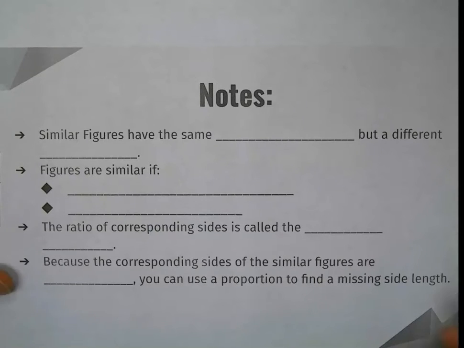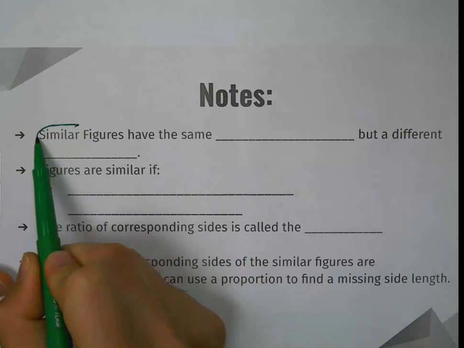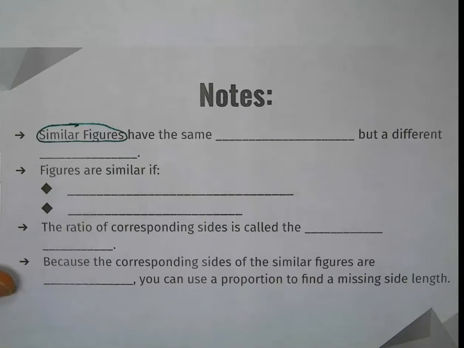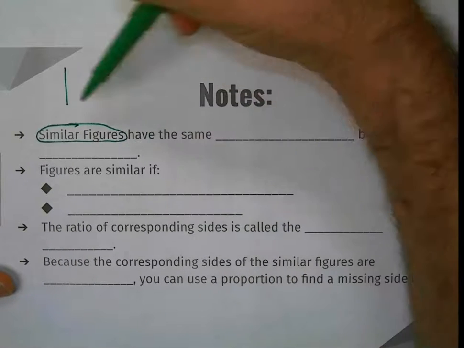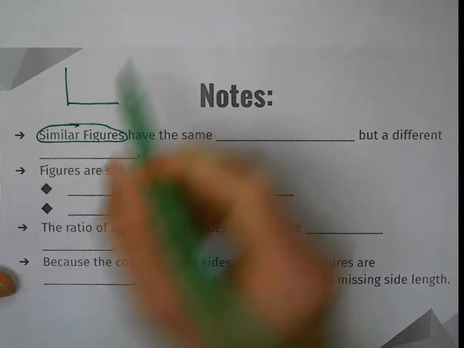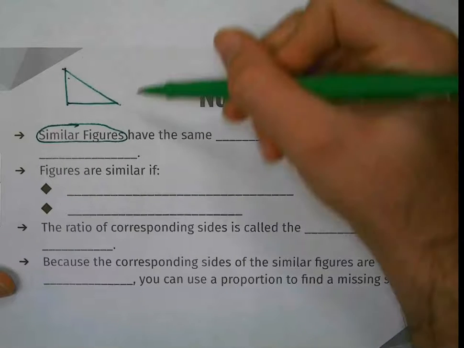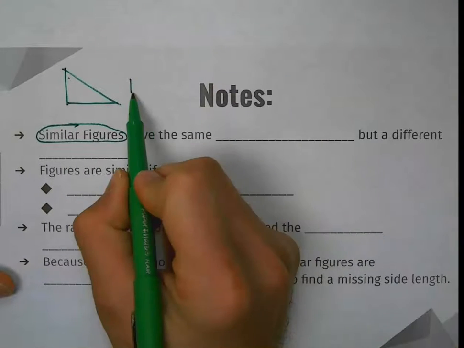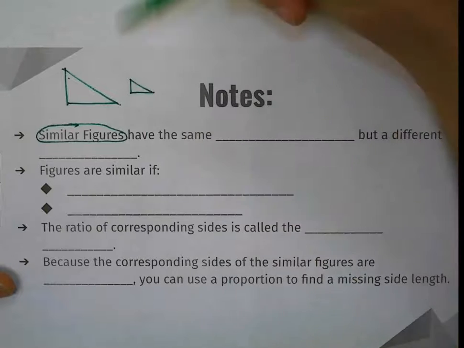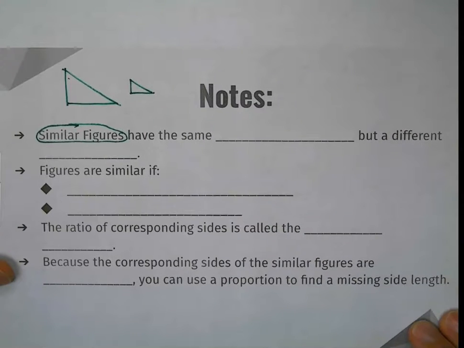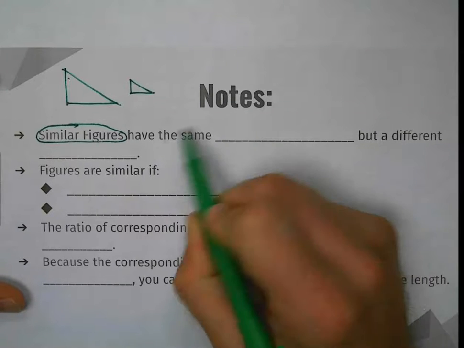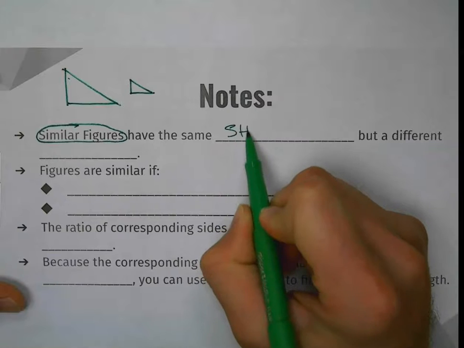Today we're going to be talking about similar figures. Okay, so here's an example of some similar figures. Now, they're not exact because I'm just freehand drawing this, but alright. So, what do we notice about those two? What is the same about them? Well, they are the same shape. Okay, similar figures have the same shape.